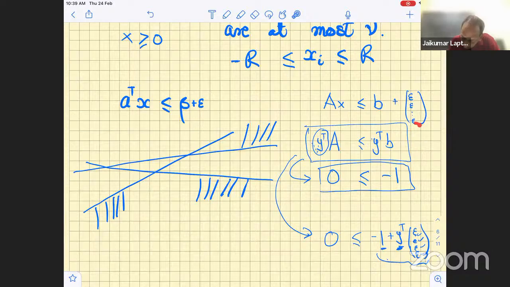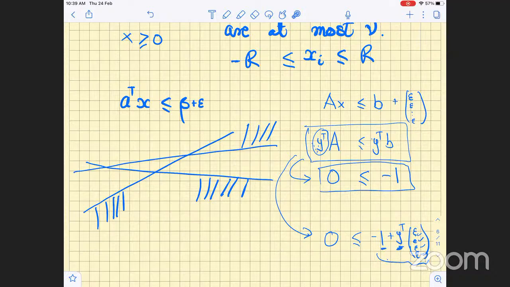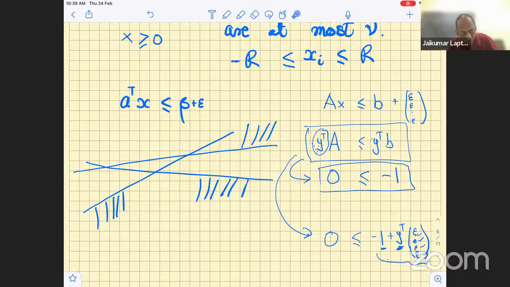But how large can we keep this epsilon and still hold this? That depends on y. So unless y's coordinates are too big, if y is 1 million or something, then epsilon can be only 1 over 1 million, because it should not eat up this -1. So what tells us that y should have reasonable coordinates? Well, what is y a solution to? y is a solution to this system of equations. y transpose A must be 0, and y transpose b should be -1.